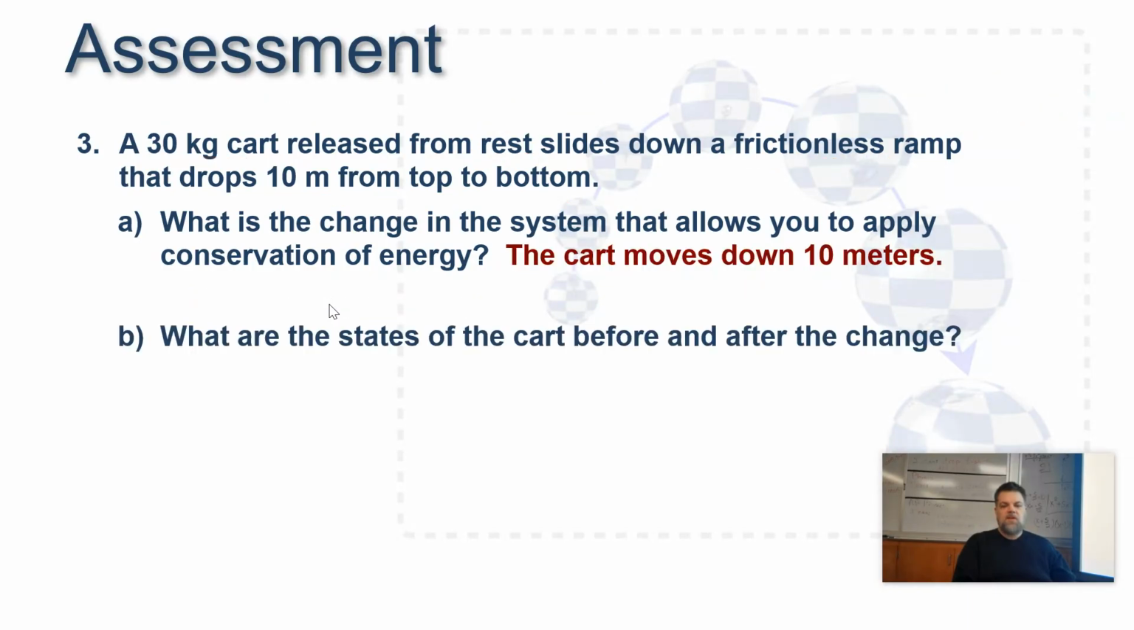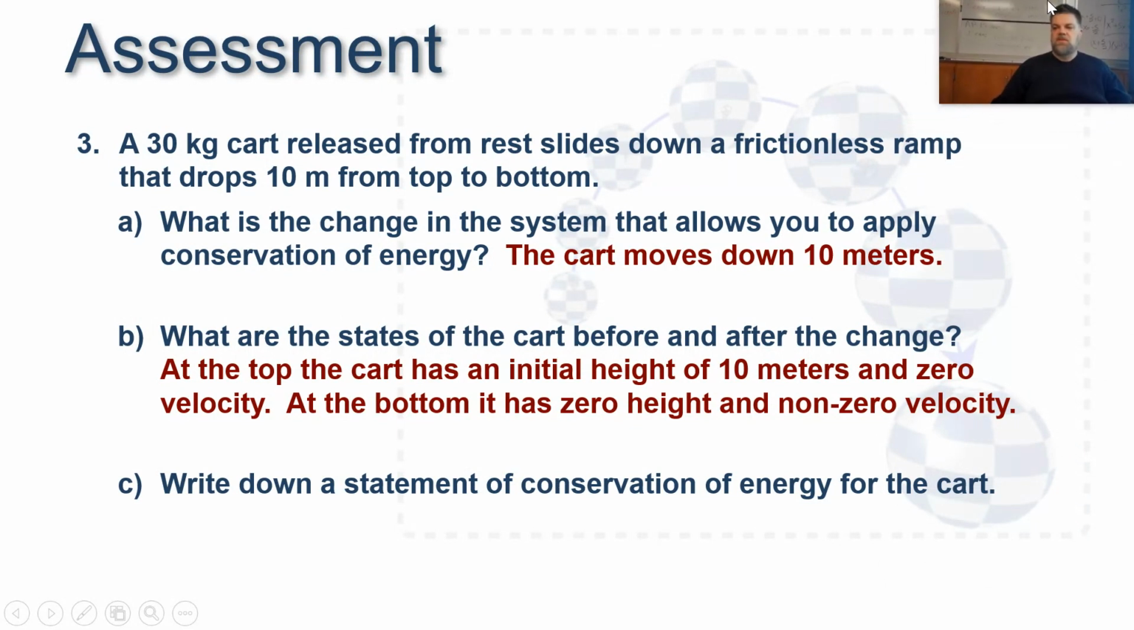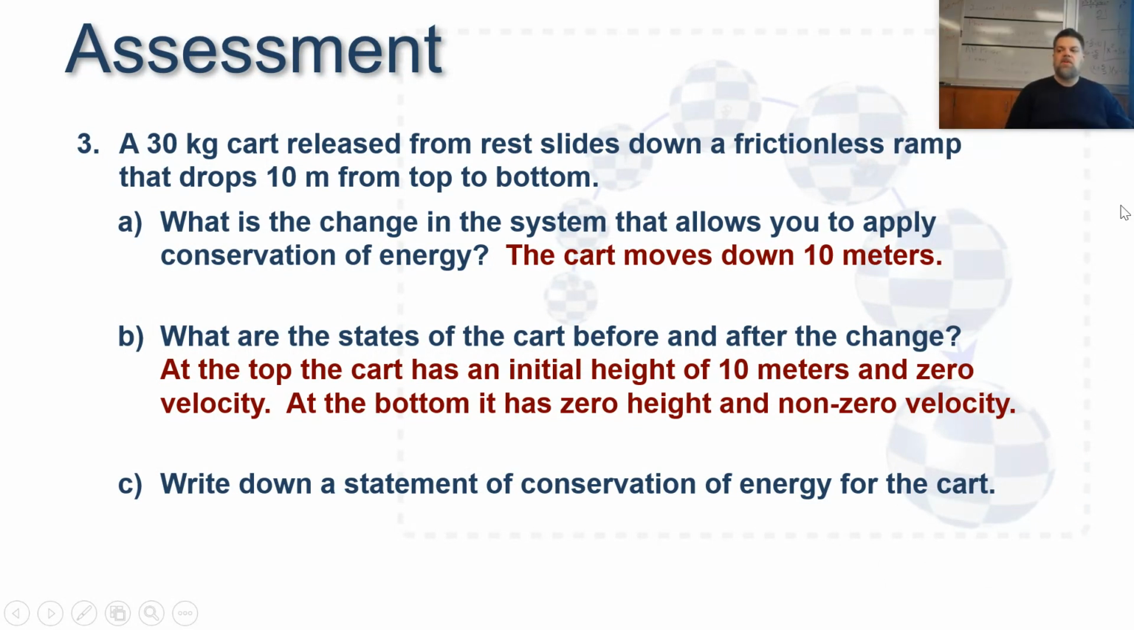All right. So it says the cart moves down 10 meters. Now, what are the states of the cart before and after the change? Well, it's basically what I listed before. At the top, the cart has an initial height of 10 meters and 0 velocity. At the bottom, it has 0 height and a non-zero velocity, which is a very specific way to say that. It could have a negative velocity, right? Remember, it is falling down, but it's not 0. It's in motion. So I'll leave that up there for you guys to write down.